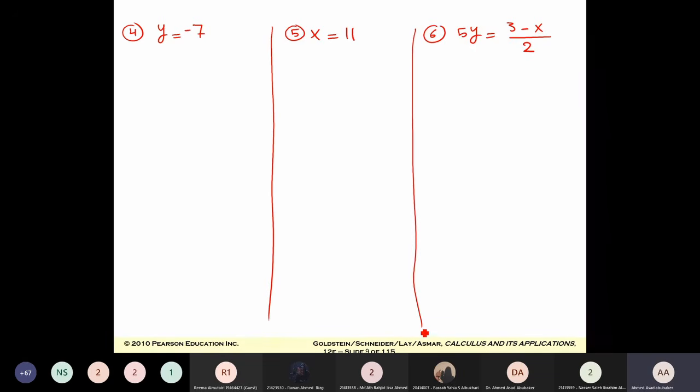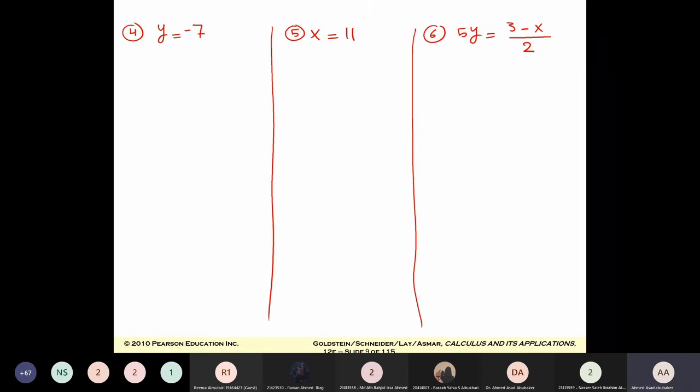Another equation, number 4, y equals negative 7. Number 5, x equals 11. Number 6, 5y equals 3 minus x over 2. Also, we need to find the slope and y-intercept.